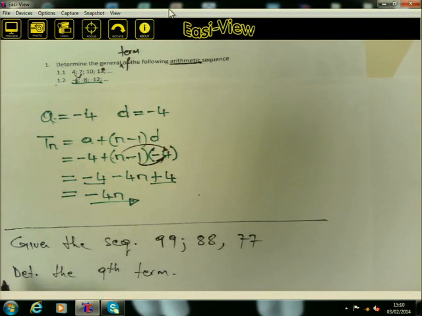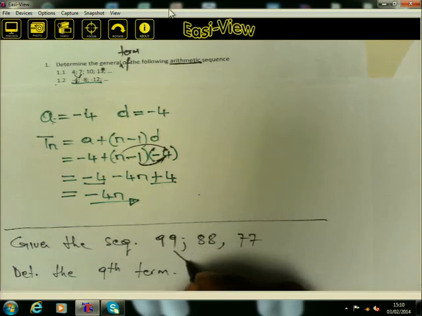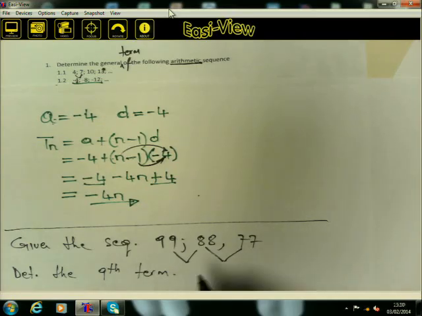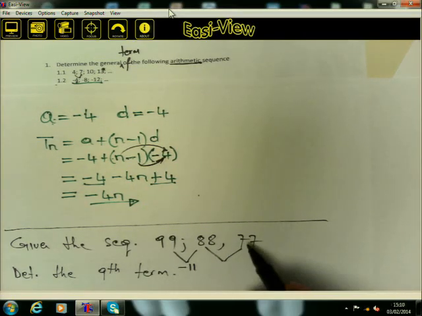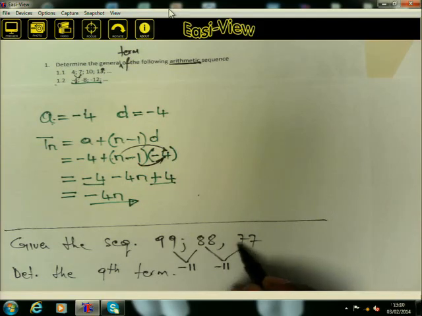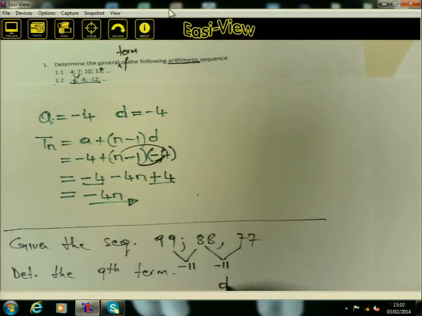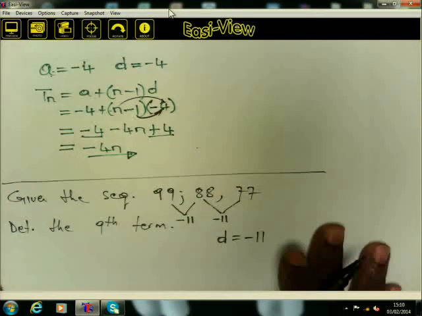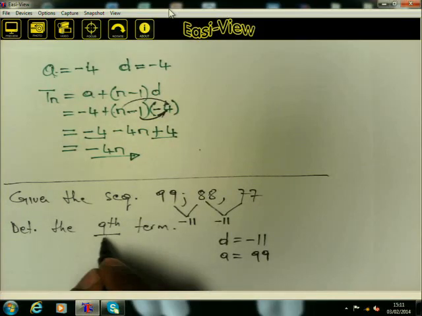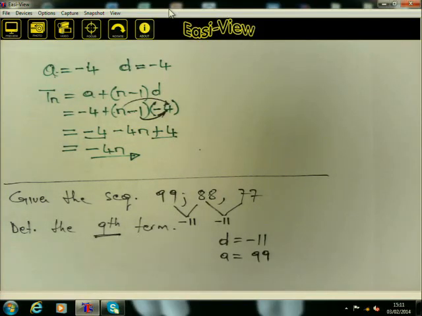So the general term to that one will be, as it is 99 and 88, you find the difference between the two. And then we'll find that the difference is always negative 11, because 77 minus 88 is negative 11, and 88 minus 99 is negative 11. So in this case, our difference is equal to minus 11. Our first term is given as 99. So what are we looking for? We are looking for term number 9.